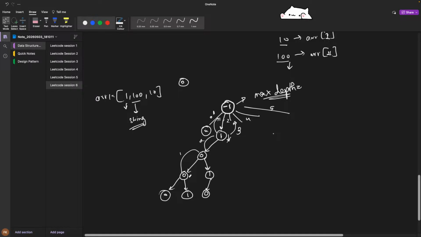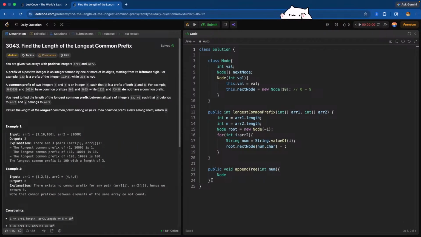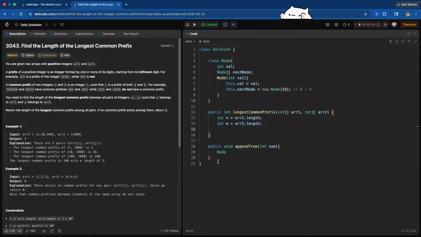Let's just code this up because I'm not that efficient in calculating the time complexity as of right now. So we would need a method to make a prefix tree.